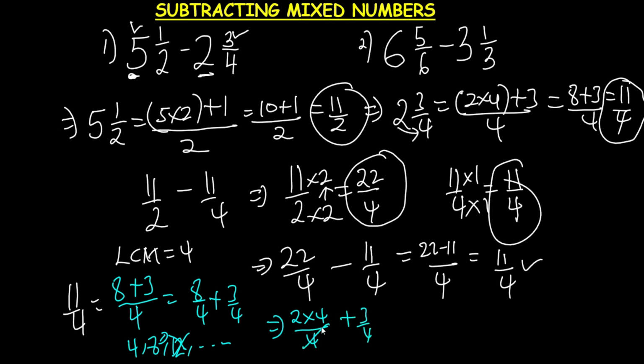You know that this one will cancel, leaving only the 2. We now have 2 whole number plus 3 over 4. Then we can join them to be 2 whole number 3 over 4. So this is the answer.